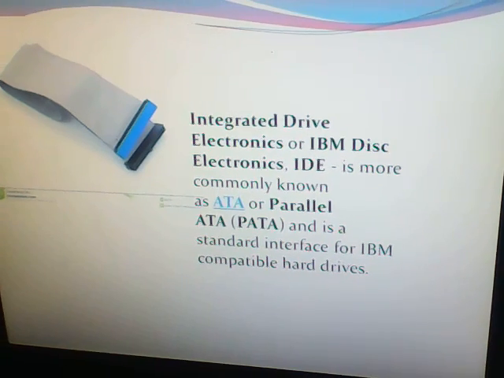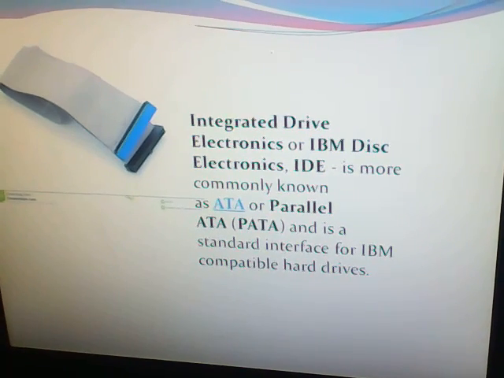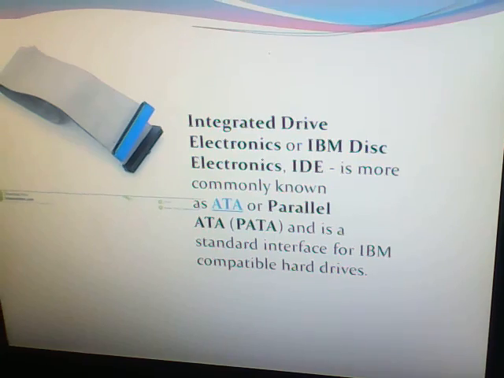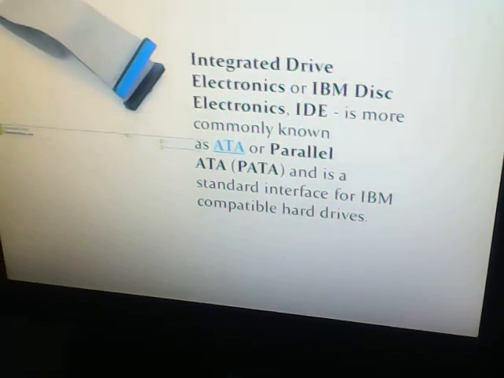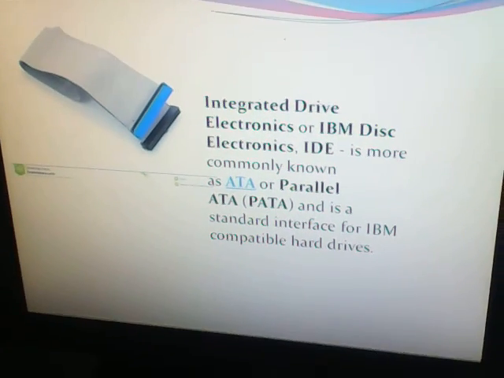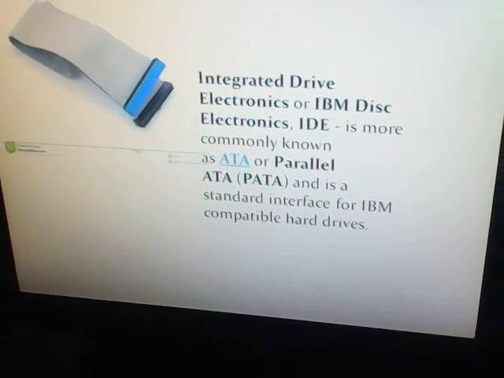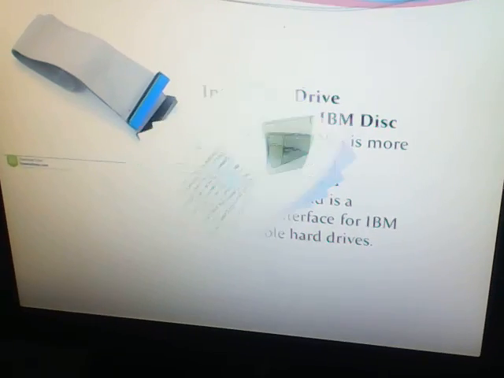Integrated Drive Electronics or IBM Disk Electronics (IDE) is more commonly known as ATA or Parallel ATA (PATA), and it's a standard interface for IBM-compatible hard drives.